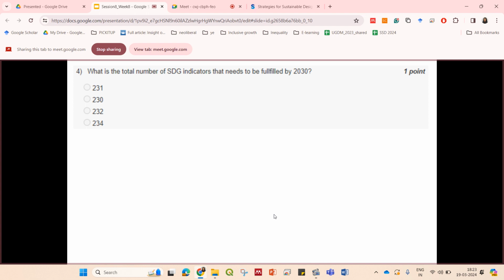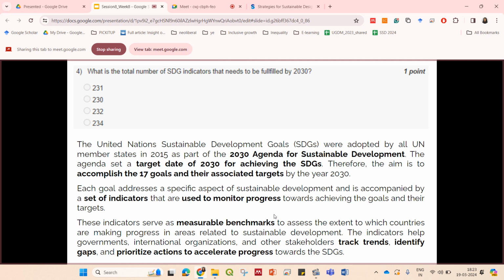the next question is, what is the total number of SDG indicators that need to be fulfilled by 2030? And you have several options: 231, 230, 232, or 234. So basically, the UN SDGs were adopted by the UN member states in 2015 as part of their 2030 Agenda for Sustainable Development. The purpose of this agenda was to set a target date of 2030 for achieving all of the sustainable development goals that were being discussed as part of this agenda.